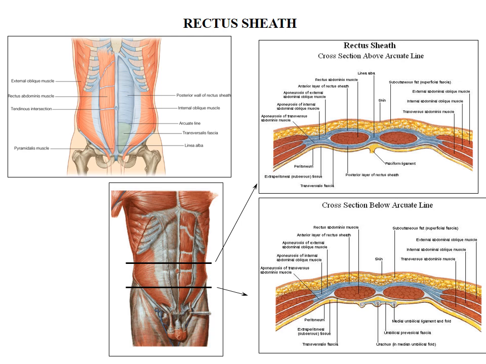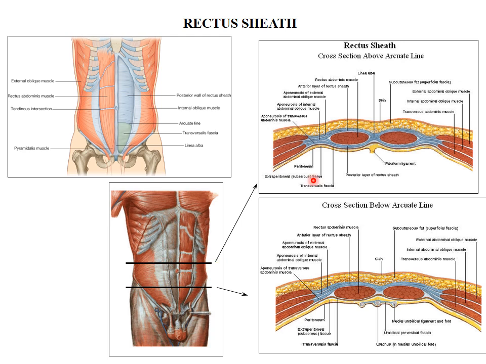This is a cross-section above the arcuate line, and this is below the arcuate line. What is the arcuate line? The arcuate line is the inferior margin of the posterior wall of the rectus sheath. This is the anterior wall, which covers the anterior surface of the rectus abdominis muscle, and this is the posterior wall. This left rectus abdominis muscle is removed, and this posterior wall covers only the upper 2/3 of the posterior surface of the rectus abdominis muscle.